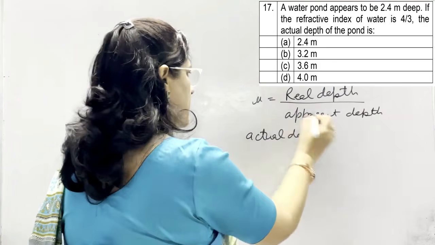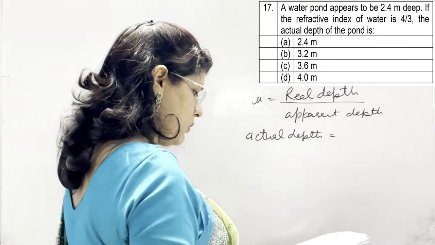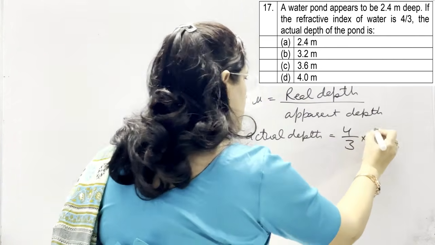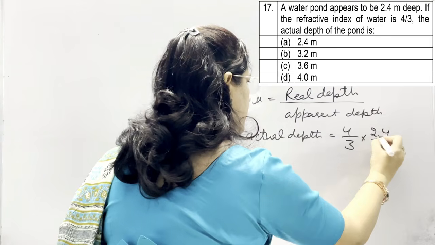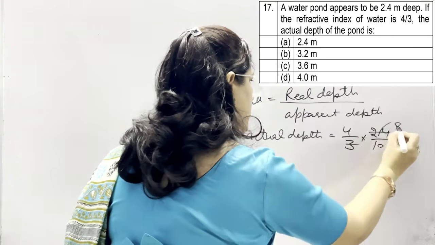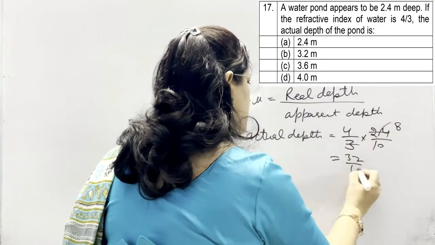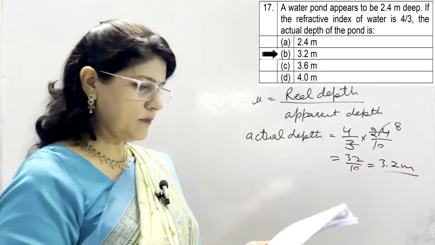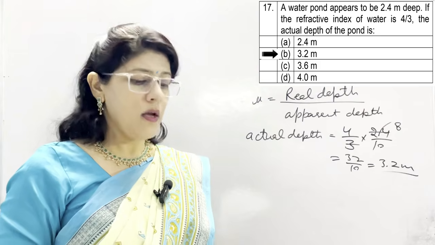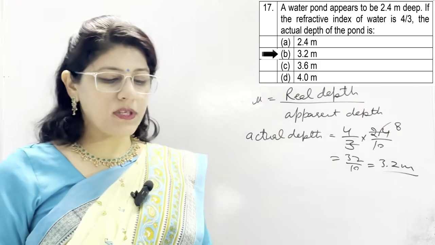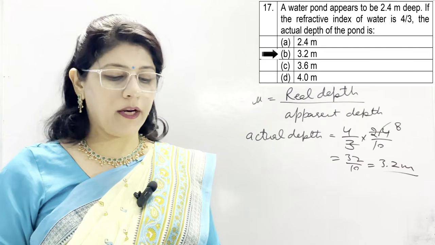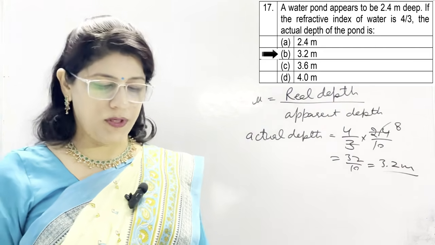We need to cross multiply these two, and the value of mu is given as 4 by 3 and apparent depth is 2.4. Cancellation of decimal, 8 into 32 upon 10, 3.2 meter. So 3.2 meter is the actual depth of the pond. Options given are 2.4, 3.2, 3.6 and 4 meter, and the correct option is B, which is 3.2 meter.